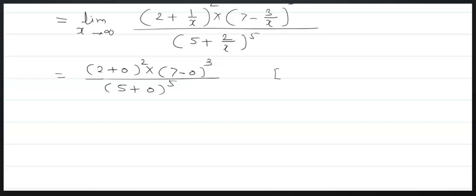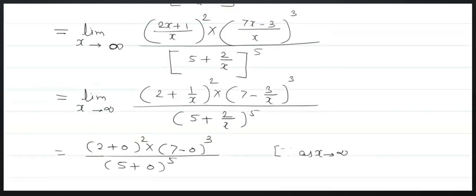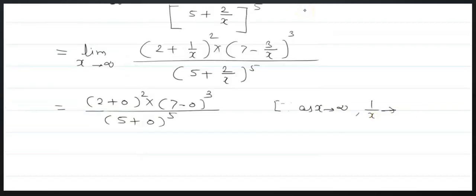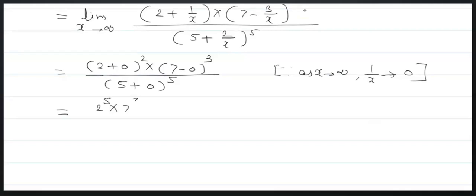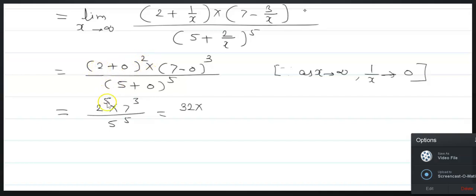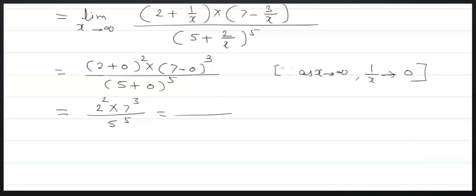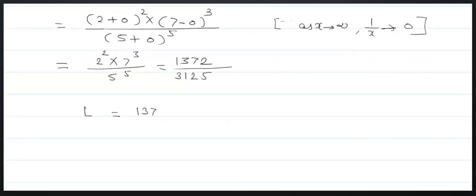Therefore, you will get 2 raised to 5 into 7 raised to 1, 5 raised to 5. One more mistake: here it is 2 raised to 2, not 2 raised to 5. Therefore, it is 2 raised to 2. I will change it. 2 squared into 7 cubed, that is 1372 upon 3125.